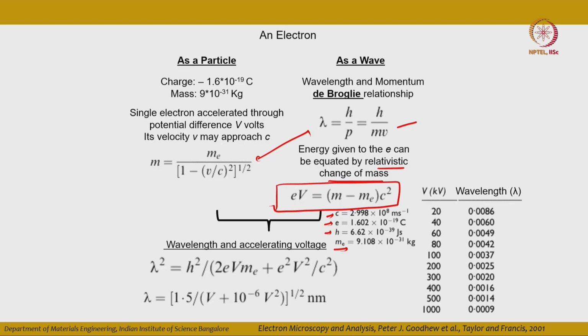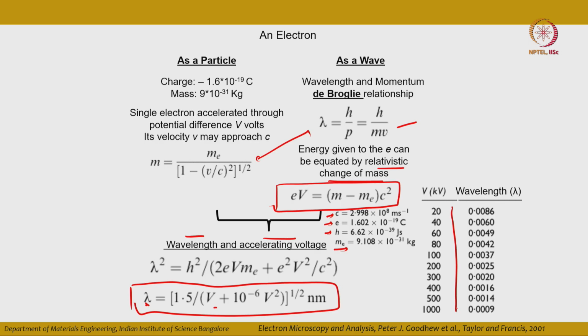Now with these three equations, you can actually calculate the wavelength as a function of accelerating voltage. If you solve this particular equation, you will get this last equation, where the wavelength of the electron can be calculated from the accelerating voltage. Here are the values in a typical table, where you can see that with increasing voltage, or increasing acceleration potential, the wavelength reduces significantly, correct. So this is how we get the different wavelengths lambda, and you can see that these are in nanometers.